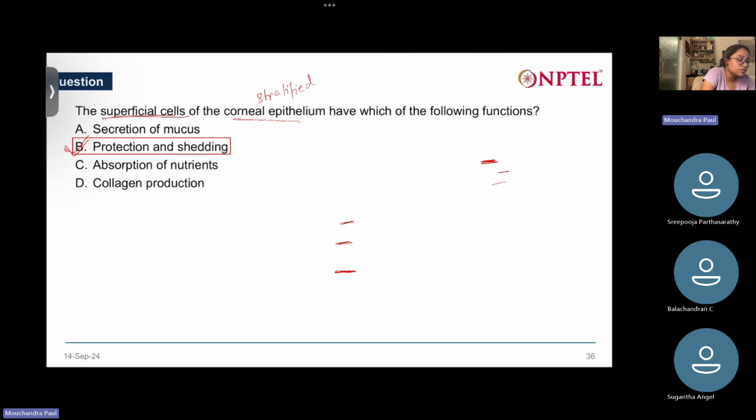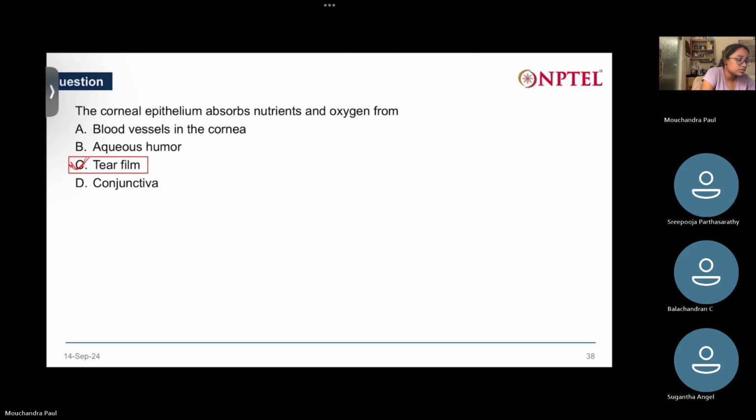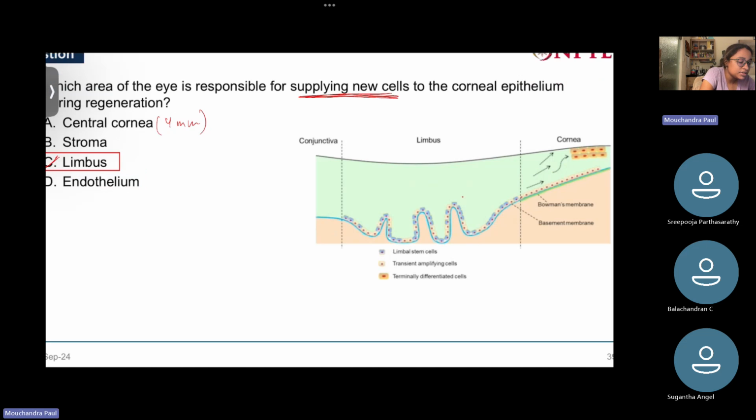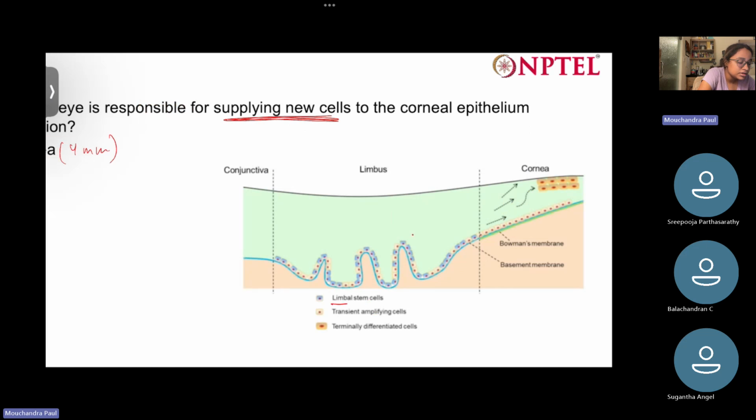Now let's go back to that question. In the limbus region, there are some stem cells called limbal stem cells. This is the cornea, and they have not shown the complete layers of the cornea here. They have only shown in the diagram the layers of corneal epithelium. These are the limbal stem cells. They first proliferate, and the daughter cells migrate towards the cornea like this.